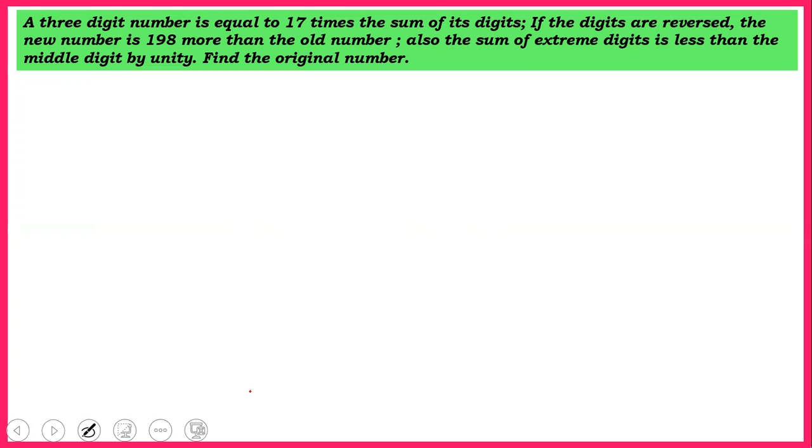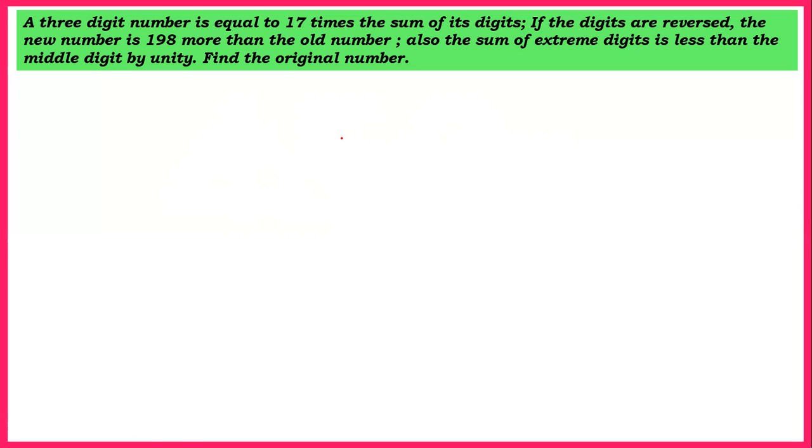We can take it as x, y, and z, but since we do not have 3-digit equations in our sum, it would not be appropriate. I'm not saying it would be wrong. You will get the answer though, but we will try and avoid taking x, y, and z. Okay, so I'll read the entire sum and see where I get the information from. The 3-digit number is equal to 17 times the sum of the digits.